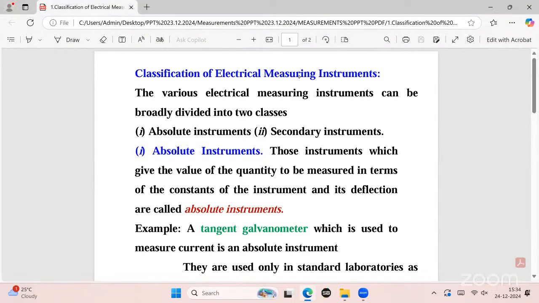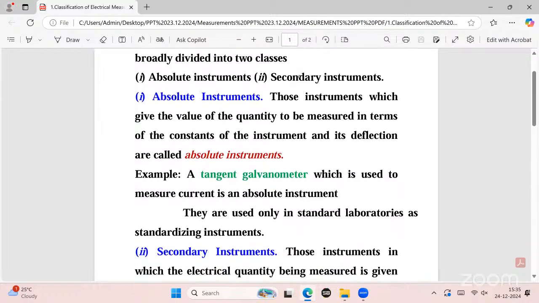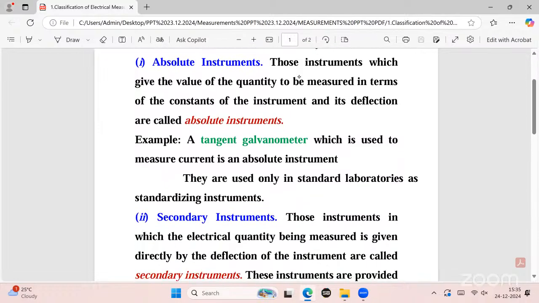First question: classification of electrical measuring instruments. Define absolute instrument, define secondary instrument. Or explain classification of electrical measuring instruments, 5 marks or 10 marks. We have two types of instruments. One is called absolute instrument. The other is called secondary instrument.